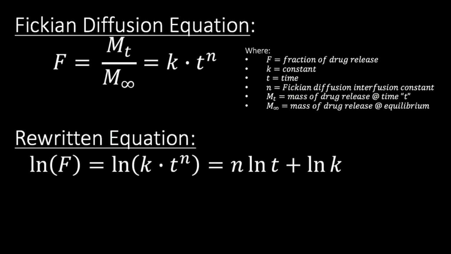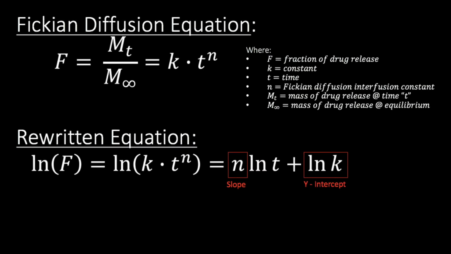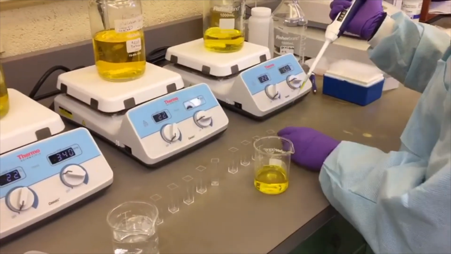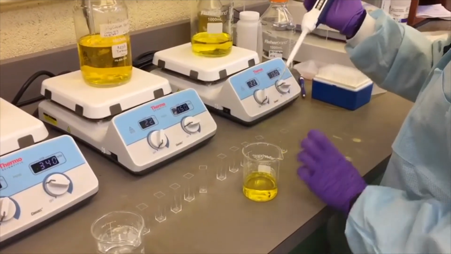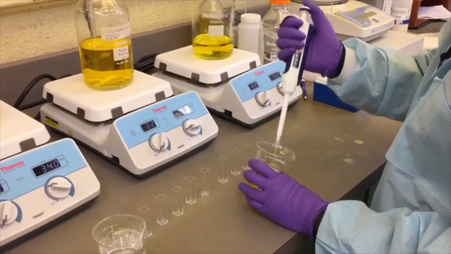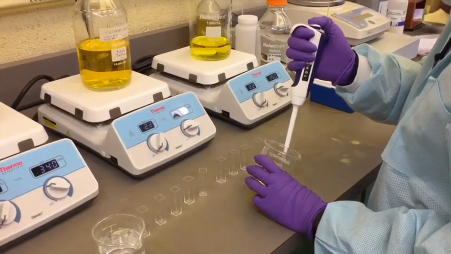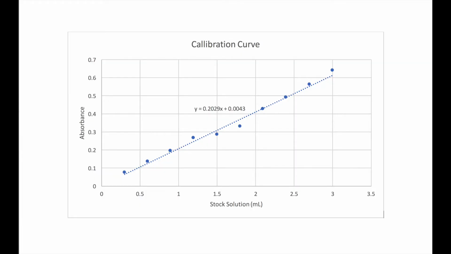Taking the natural log of equation 1 yields equation 2, which helps us find k and n. n is the slope of the line, and the intercept is equal to the natural log of k. In order to determine the concentration of dye released at each time point, a calibration curve was made using known dilutions of tartrazine. Each of these dilutions was measured using a UV-Vis spectrophotometer so that a relationship between absorbance and concentration could be made. These measurements resulted in the following calibration curve.